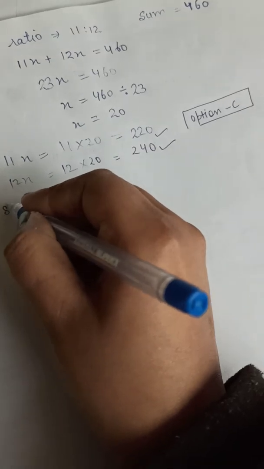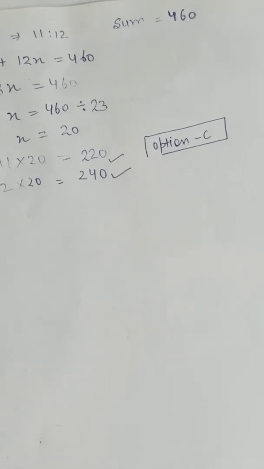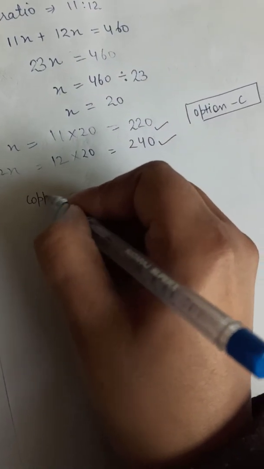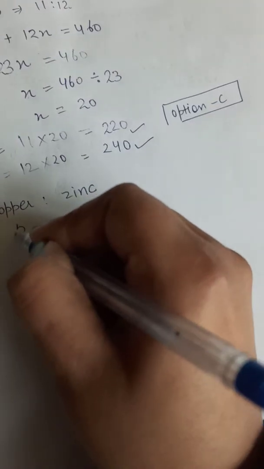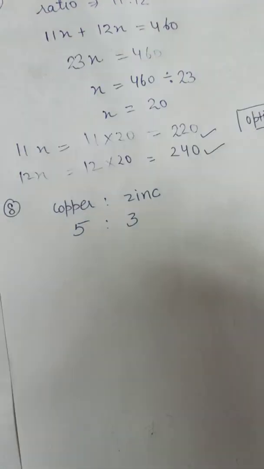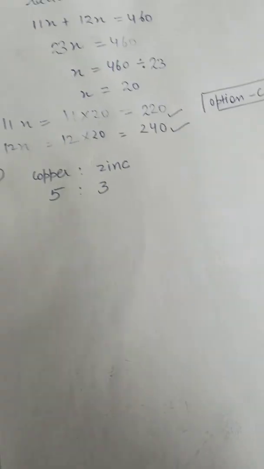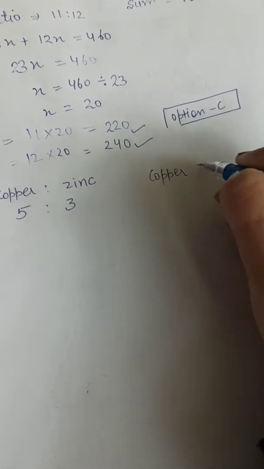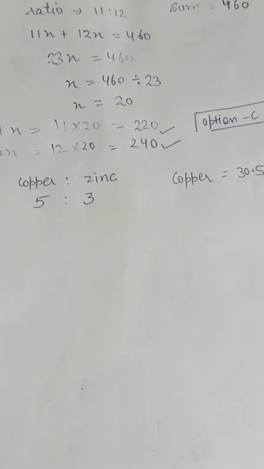Now question number 8: the ratio of copper and zinc in an alloy is 5:3. Again the ratio is given, copper ratio zinc, that is 5:3. Now if the weight of the copper in the alloy is 30.5 gram, then the weight of the zinc in the alloy is.